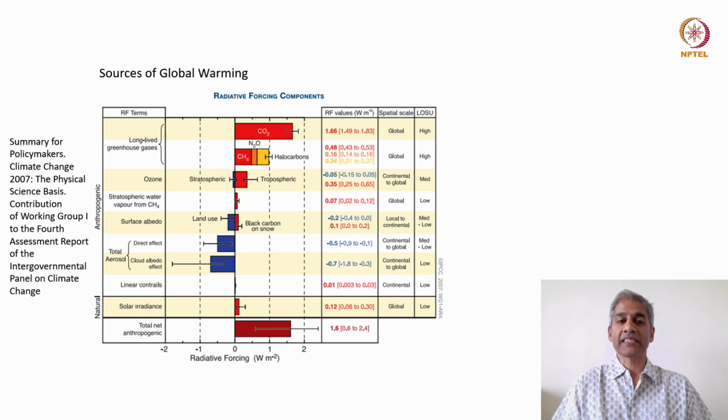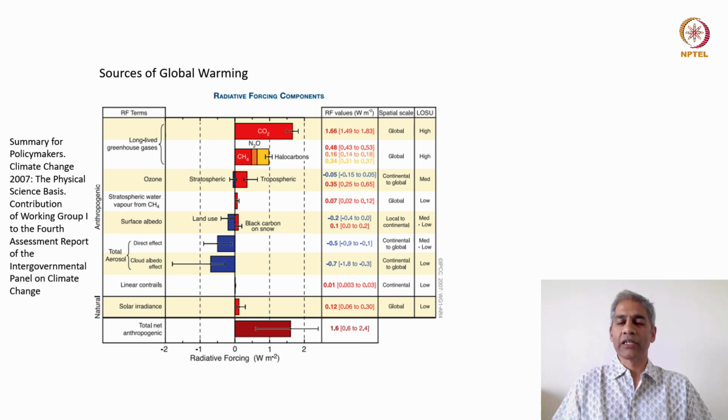There are certain effects which can contribute to cooling. So these are the bars shown in blue, and these are basically aerosols. So we can think of them as particulate matter in the atmosphere, and they have a cooling effect due to blocking of the incoming solar radiation. But if we add up all these sources and their effects, we see at the bottom that overall there is a net warming trend in the radiative forcing.